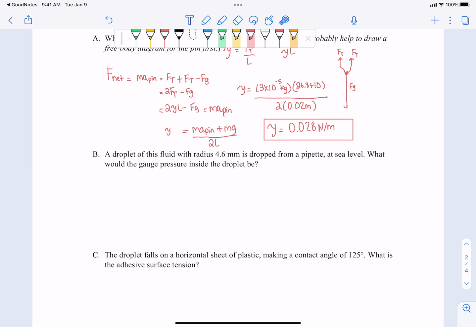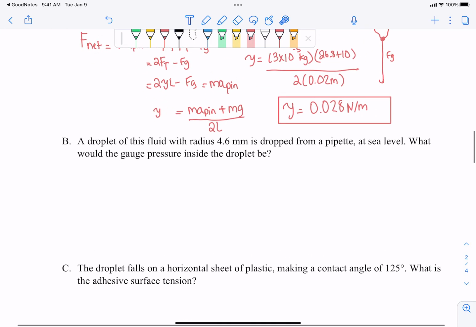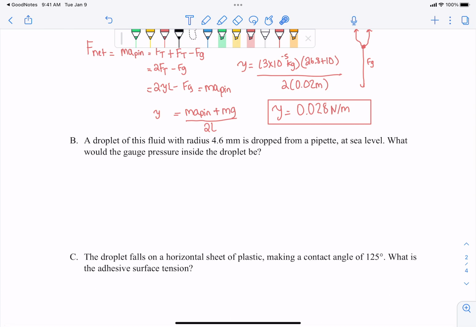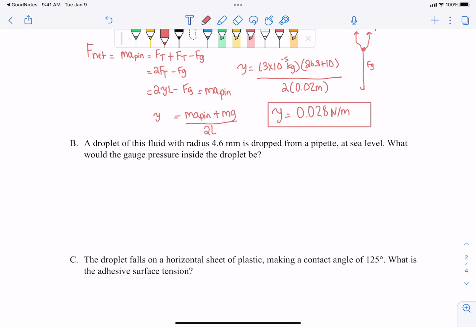So we need to figure out the gauge pressure inside the droplet, right? We have a radius, so what does this radius value match up with? The radius of the droplet is technically our radius of curvature. Converting to SI units, that would be 4.6 times 10 to the negative 3 meters. That's our radius of curvature.